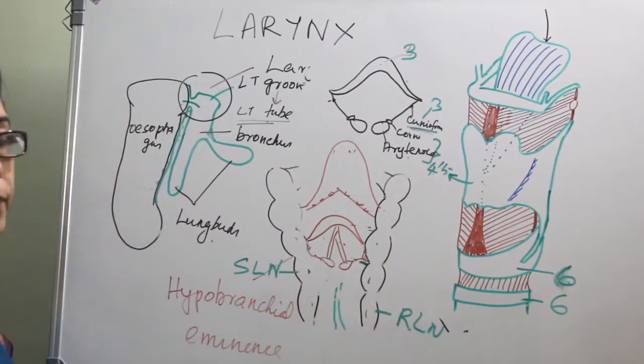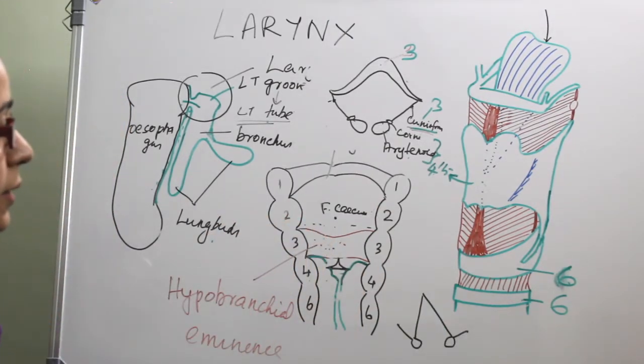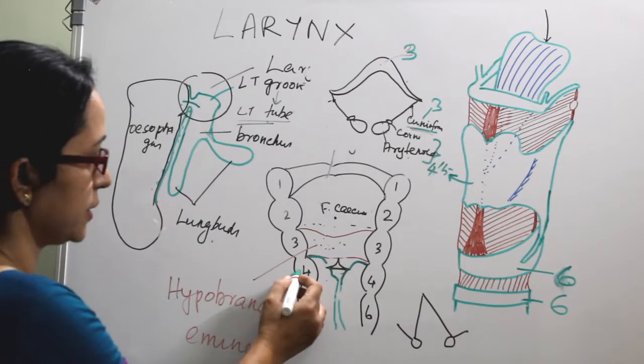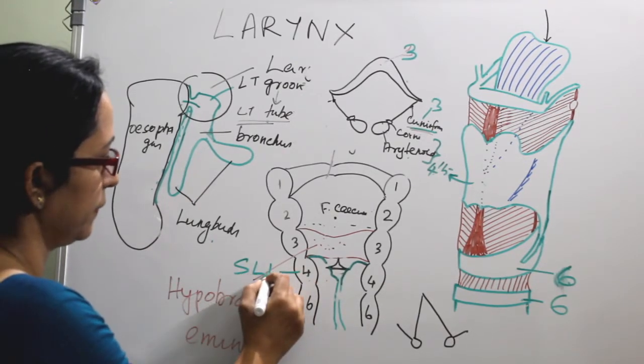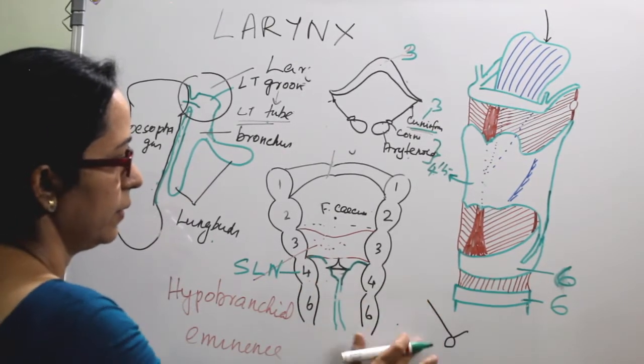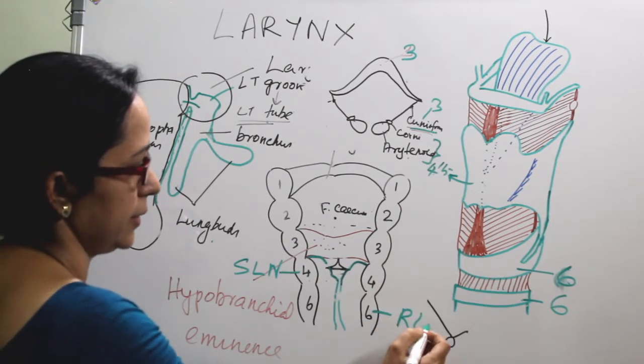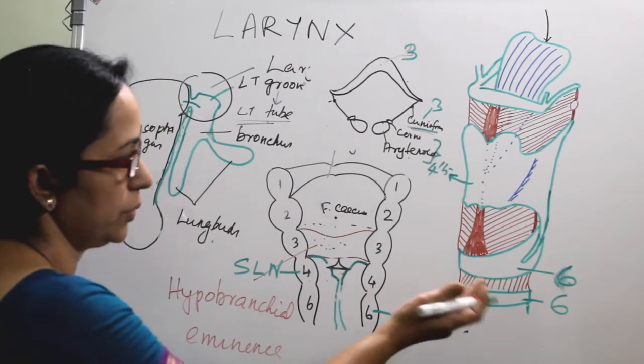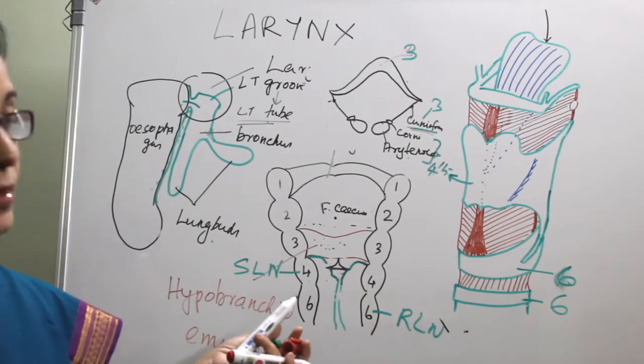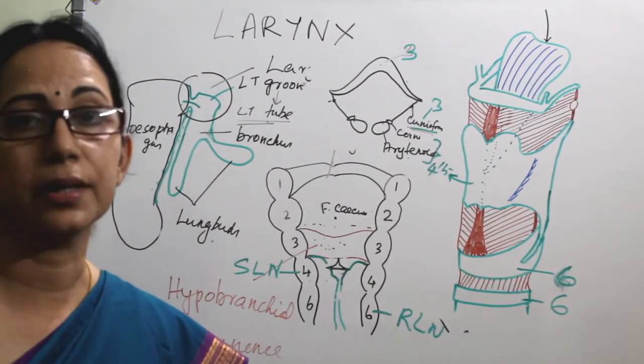your vocal cord. And the nerves: the nerve of the 4th arch is the superior laryngeal nerve, and the nerve of the sixth arch is the recurrent laryngeal. So the upper part is supplied by the superior laryngeal and the lower part is supplied by the recurrent laryngeal.